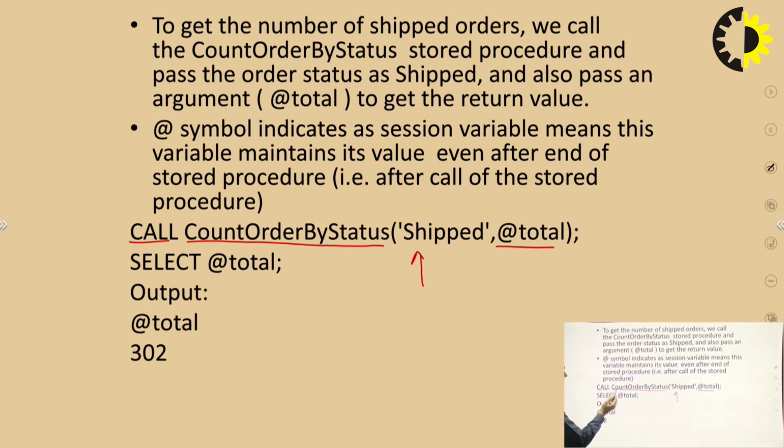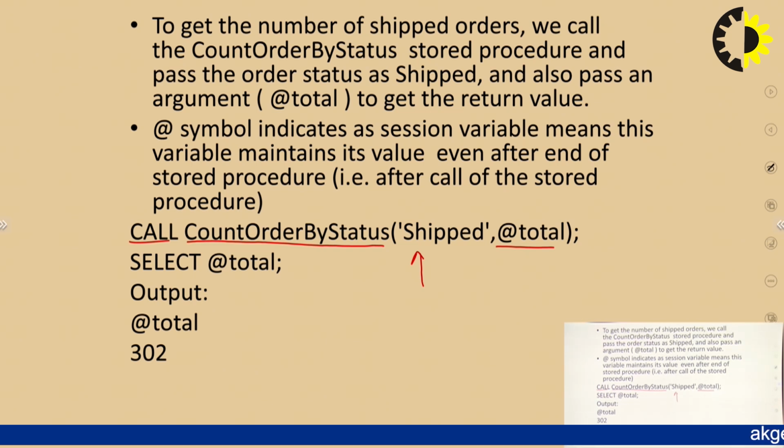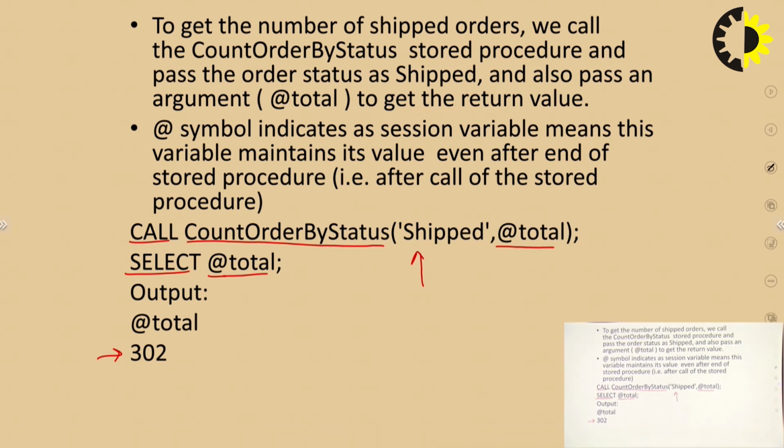When count order by status is executed, the total variable is updated. Now we want to display the total variable, so we can display it with the help of the select command. We have total, and the @ symbol denotes that it is a session variable. For example, there are 302 orders that have the status of shipped.